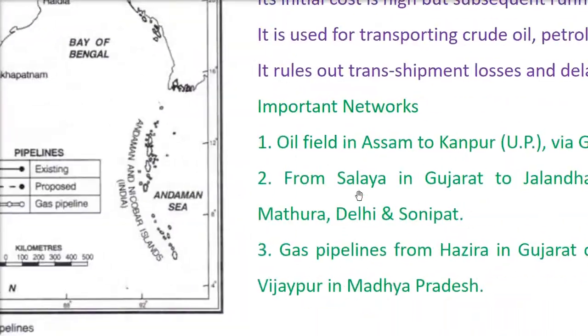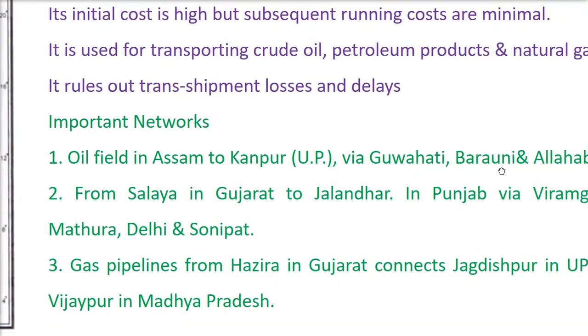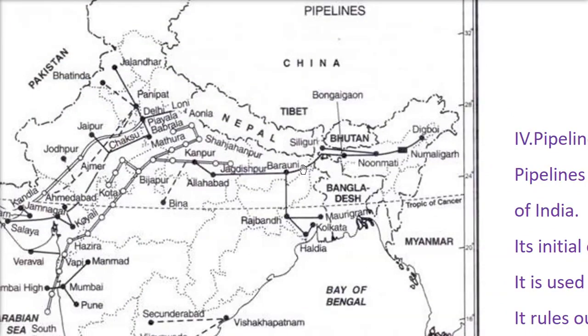So one of the pipelines is from the oil field in Assam to Kanpur via Guwahati, Barauni and Allahabad. So this is the pipeline here from Assam. It goes up to Barauni. This is Barauni. Then it goes up to Allahabad, and via Allahabad to Kanpur. And one part of this pipeline also goes from Barauni to Rajbandh, and then we have Mori, Gram and Haldia.